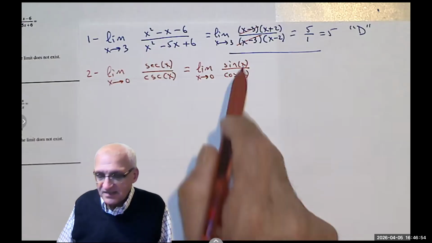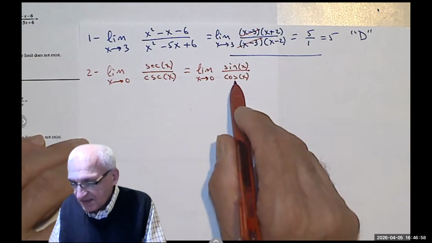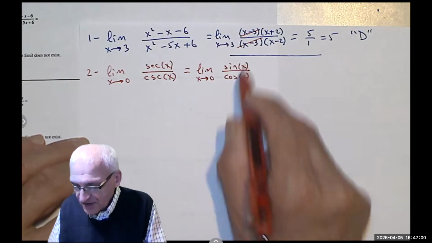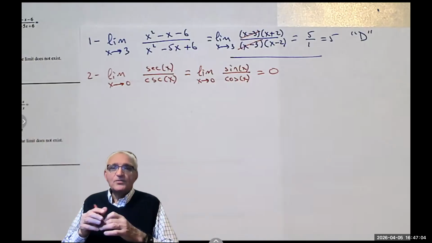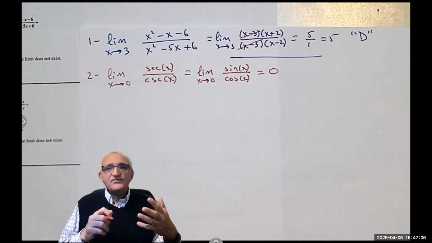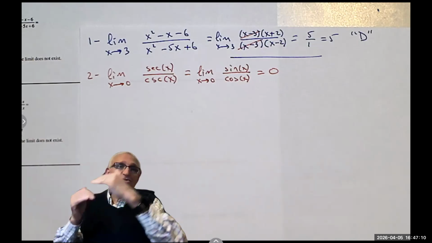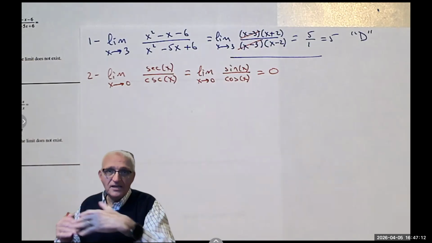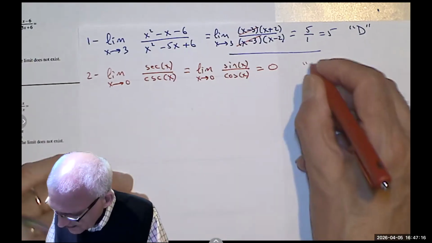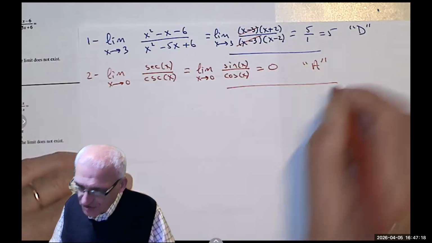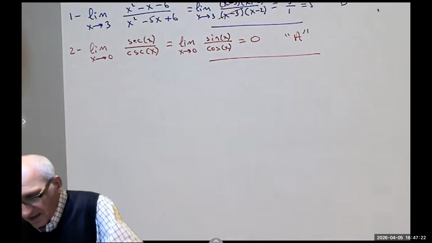I know that sine 0 is 0, and cosine 0 is 1, so 0 over 1 equals 0. Don't say I'm going to take L'Hopital. L'Hopital works only if both the numerator and the denominator are zeros or are infinity. But this is 0, so the answer is A. They give you two easy questions in the beginning.